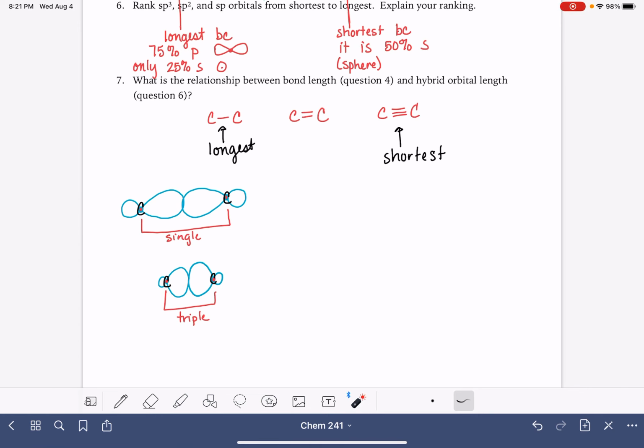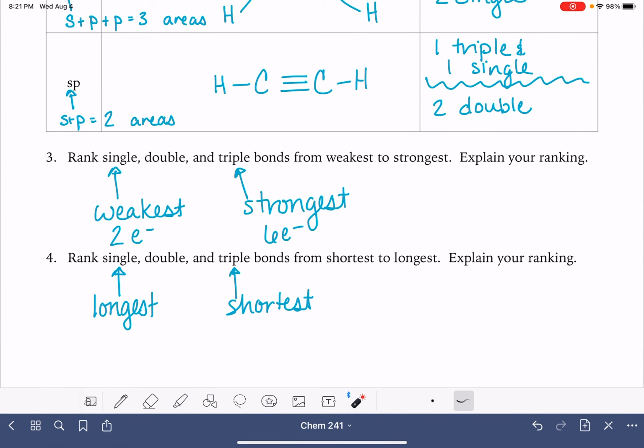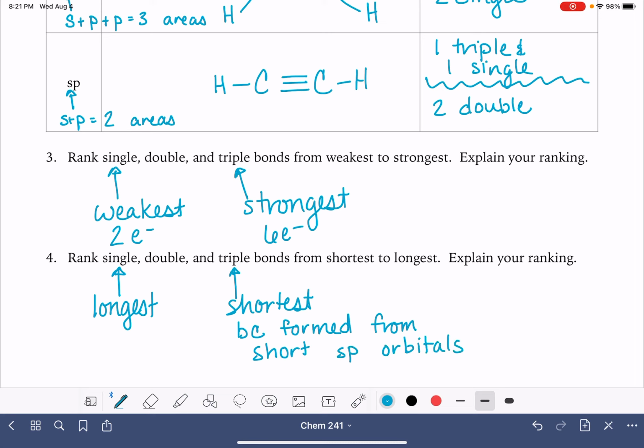So going back to this question, you probably didn't really have good resources to answer this question at this point. The reason that the triple bond is the shortest is because it is formed from short sp orbitals. And the single bond is the longest because it is formed from long sp3 orbitals.